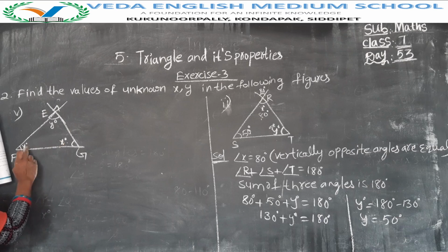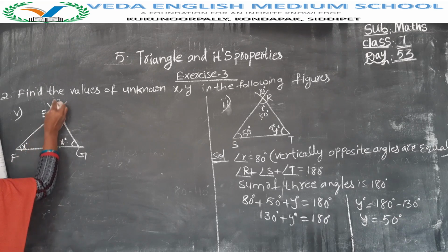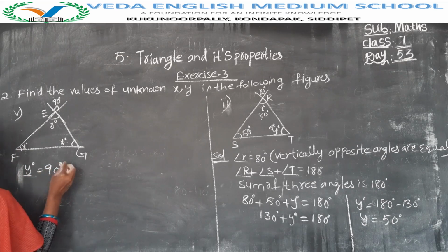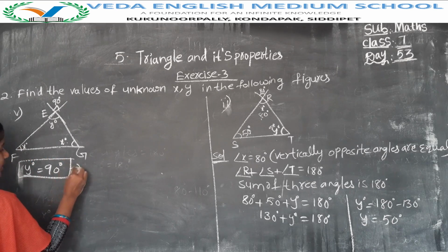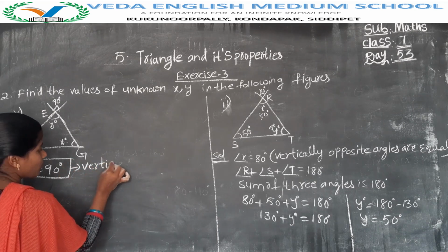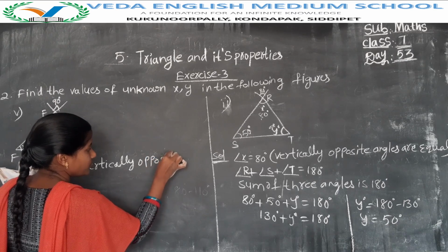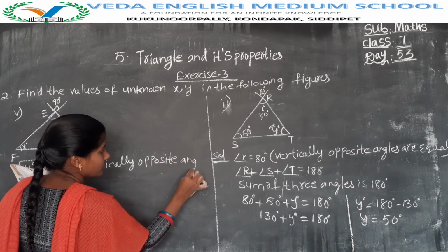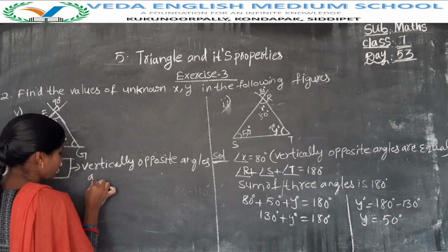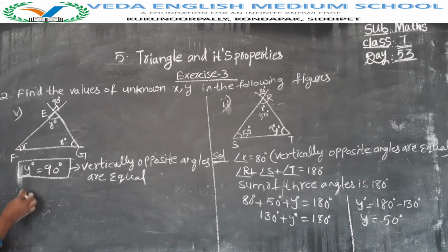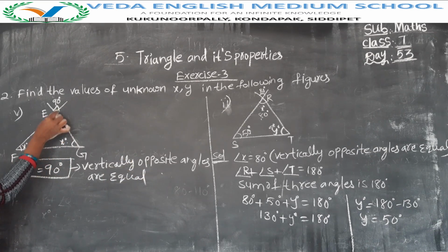Madam, we రెండు x ఇచ్చినట్టు రెండు ఈక్వల్ అని అర్థం. So vertically opposite angles are equal. When it is 90, it is also 90. So angle y is equal to 90 degrees. Why is it 90 degrees? Here you have to write vertically opposite angles are equal. Then now see, vertically opposite angles are equal, so that's why y is equal to 90 degrees.